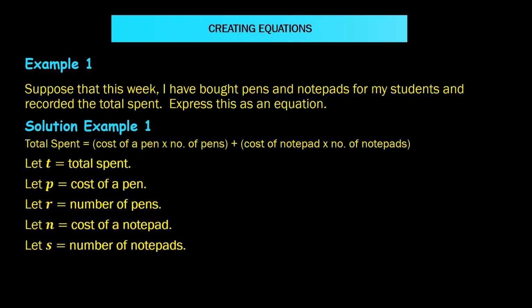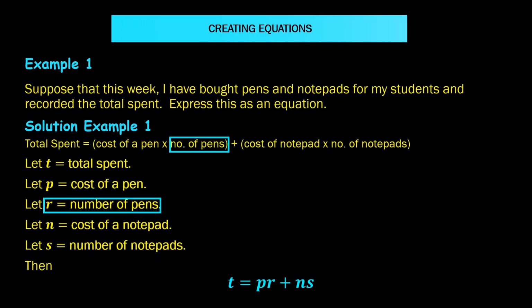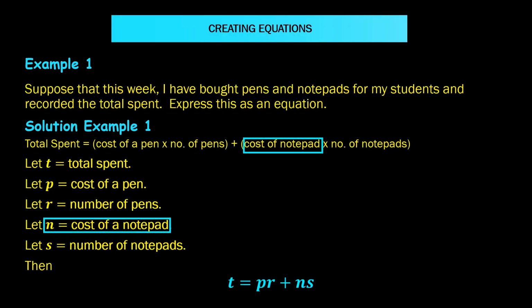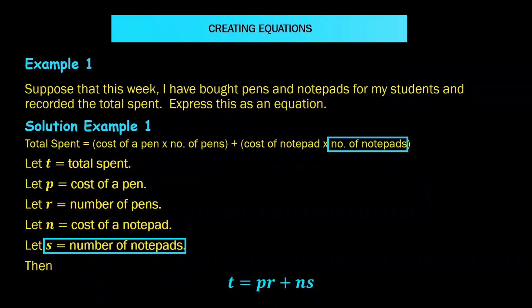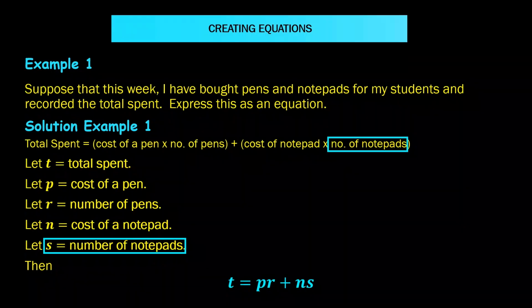We can now turn this into an equation. So we have T, the total spent, equals P, the cost of a pen, times R, the number of pens, plus N, the cost of a notepad, times S, the number of notepads.